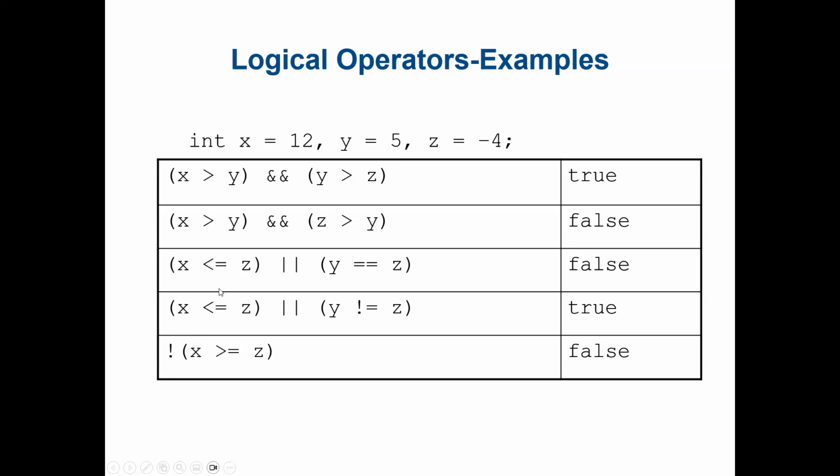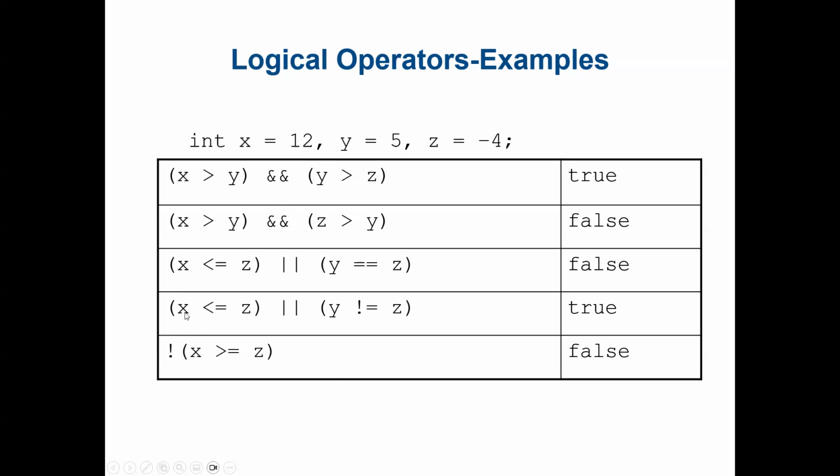Now let's go to the OR operator. So in the OR operator, we say X is less than or equal to Z or Y is equal to Z. So in this case, is X less than or equal to Z? Let's see. That's false, because 12 is not less than or equal to -4. Now, is Y equal to Z? That's false also. 5 is not equal to -4. So the output will be false.